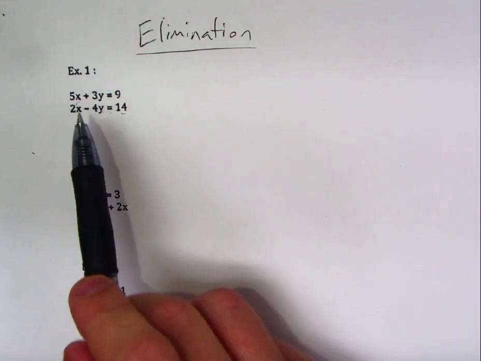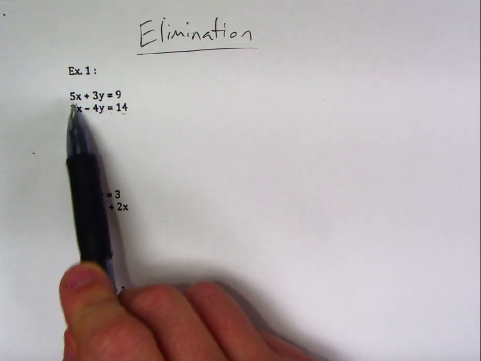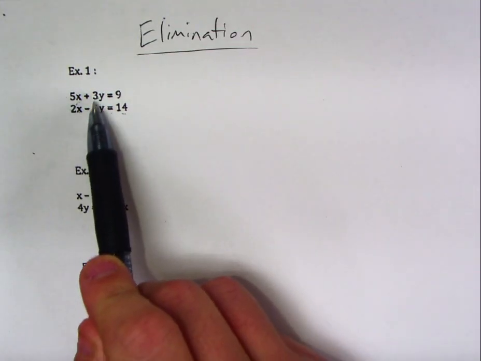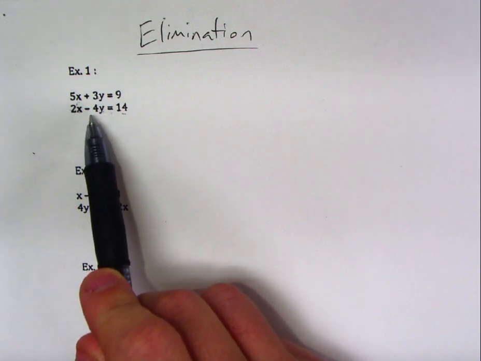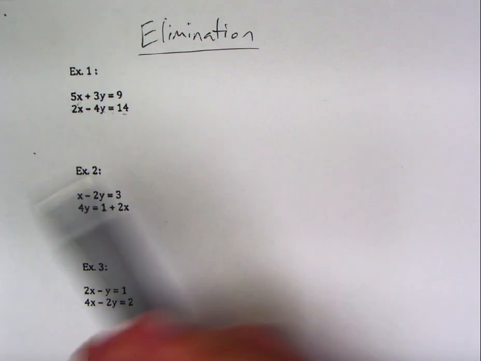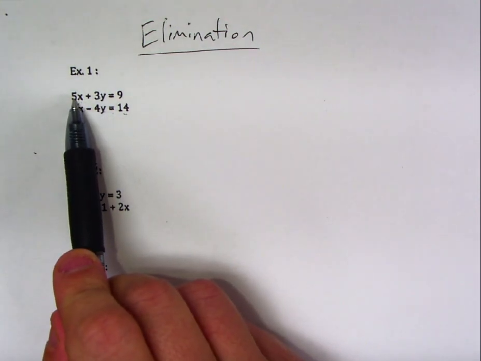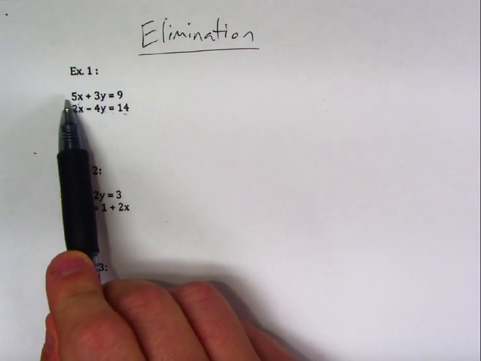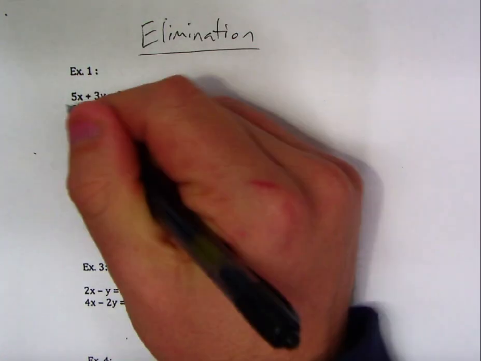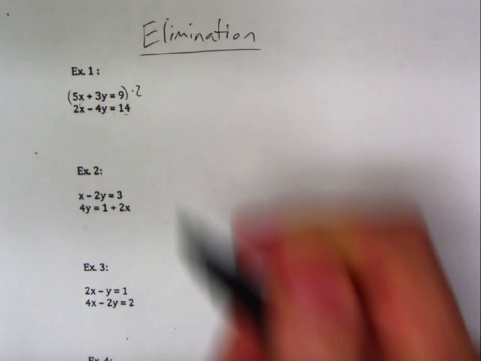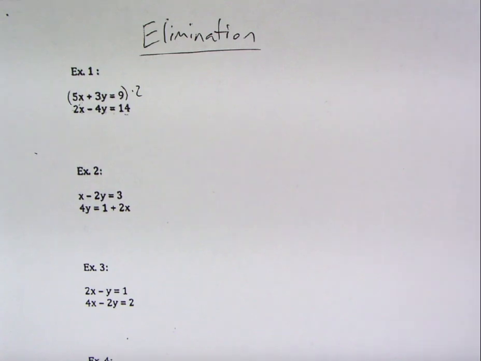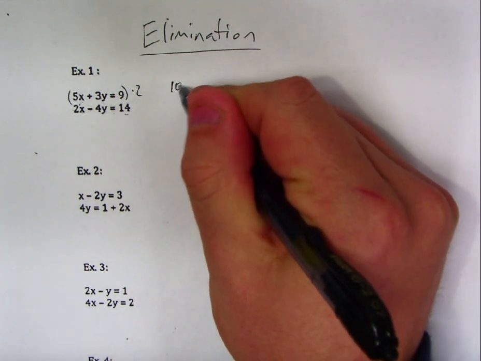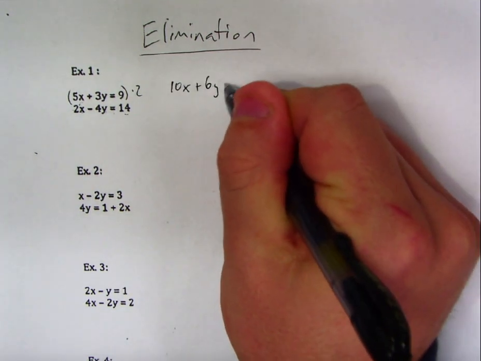But on this problem, you could either turn these x's into 10s or the coefficients of the y's to be 12s. It's completely up to you. But I would encourage you to get one positive, one negative. So let's just focus on the x's. If I want to make this a positive 10, I'm going to multiply the whole top equation by positive 2 and create a new equation. So my new equation would be 10x plus 6y equals 18.